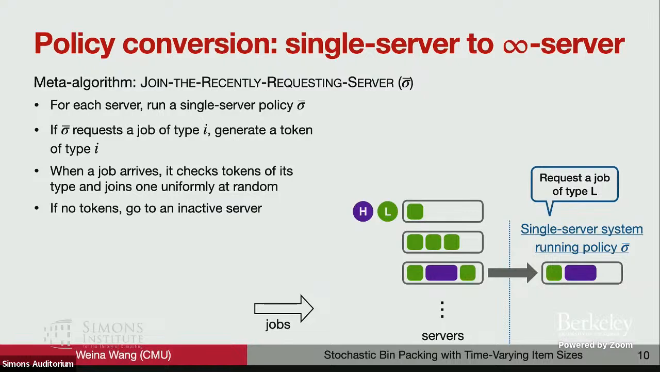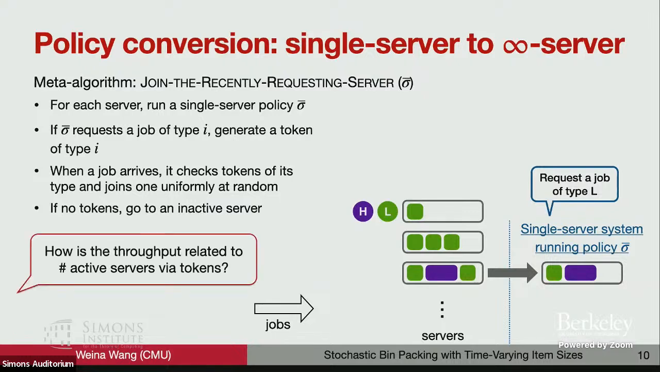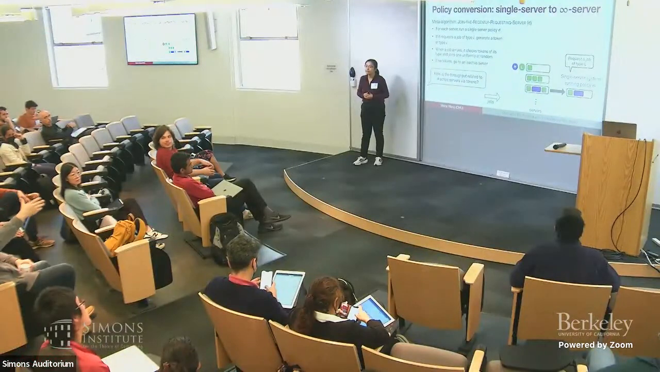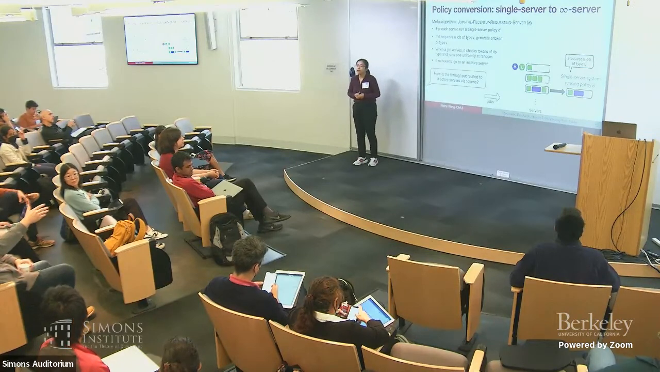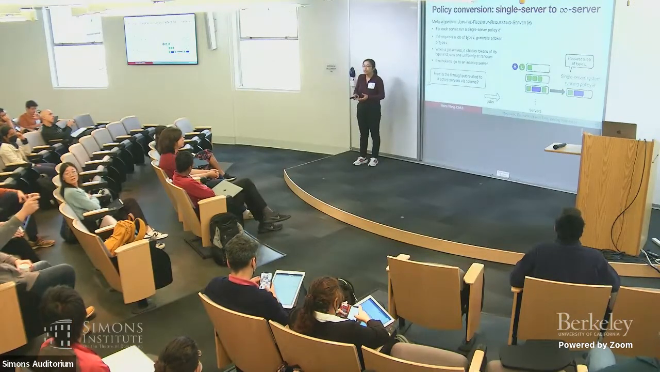So now this is how the algorithm works. Let's think about it intuitively with those tokens. How is the throughput of each single server system related to the number of active servers? Just a question: I should think of each server as, what is my capacity? Can I get a high job or a low job? And then I just communicate that. So is this greedy? No, I feed it at random.